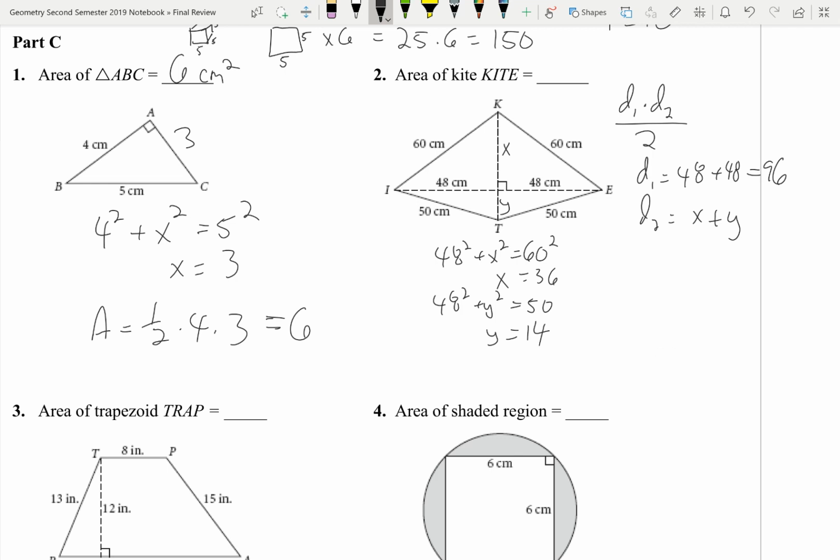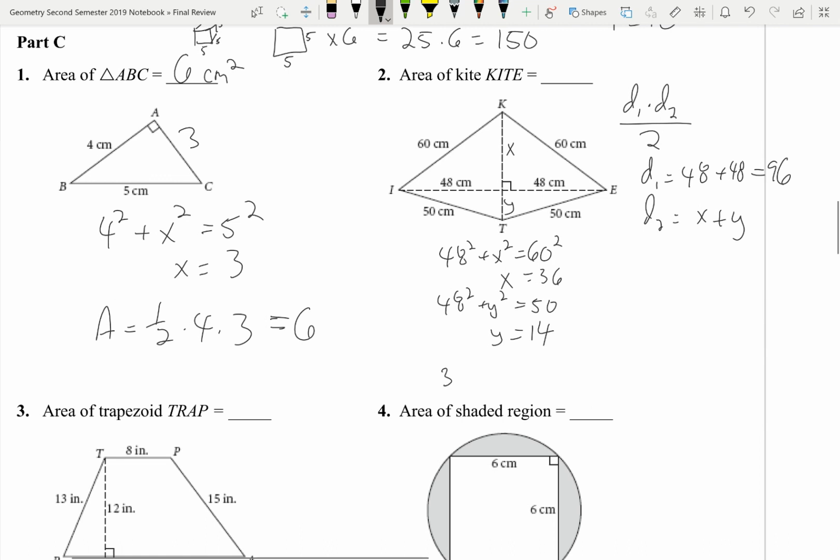But you don't actually have to do Pythagorean theorem. If you notice that the 48, 36, 60 triangle is a 3, 4, 5 right triangle, because it's 3 times 12, and 4 times 12, and 5 times 12, that's 36, 48, and 60. So you can just use that to figure out what x is. As for y, that's a 7, 24, 25 multiplied by 2, which gives 14, 48, 50. But if you prefer, you can just do Pythagorean theorem.